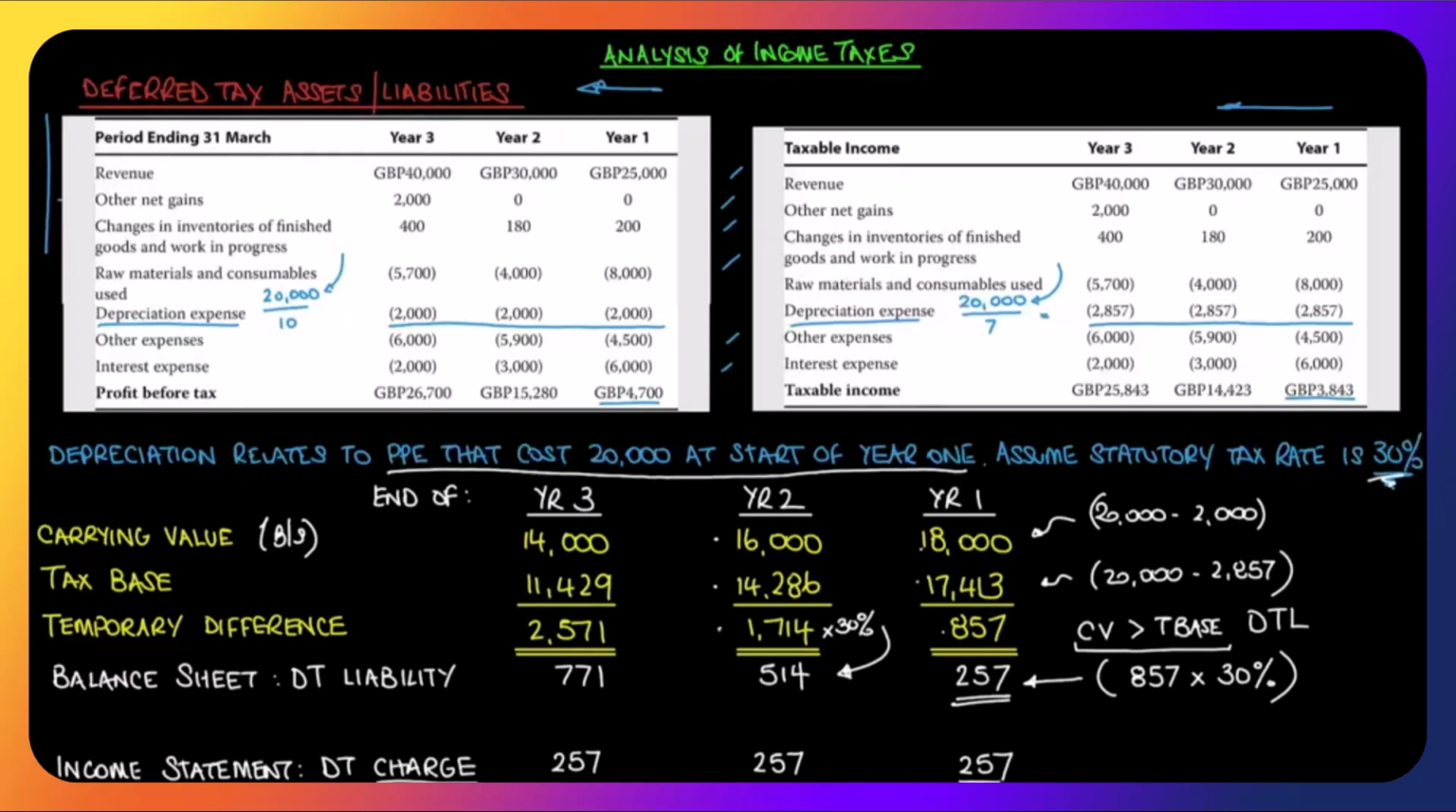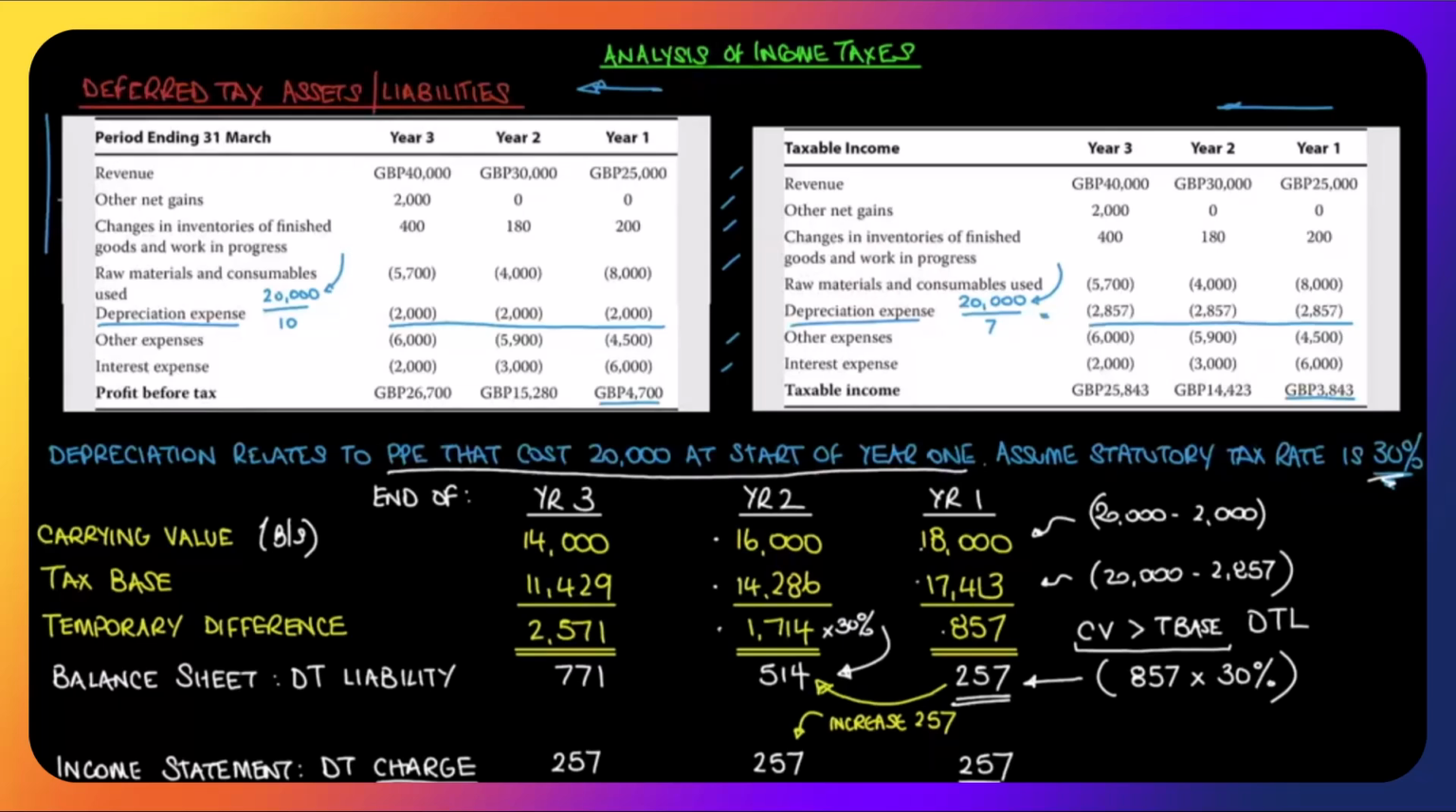What about the income statement? Well, the income statement takes the movement. Our deferred tax liability at the start of the year was 257. It is now 514. It has increased by 257. That increase is a deferred tax charge in the income statement.